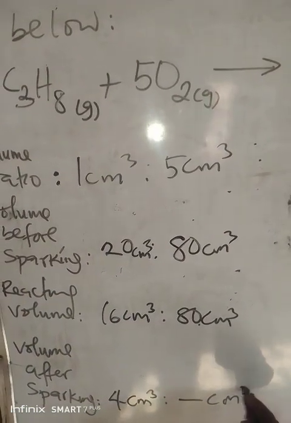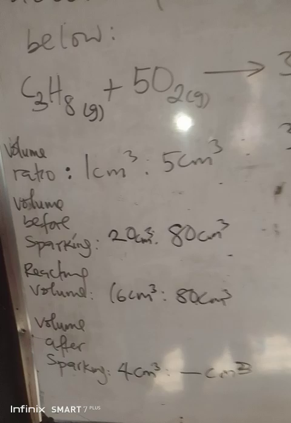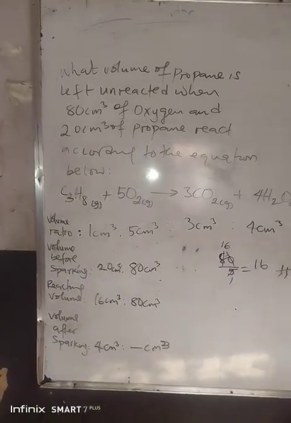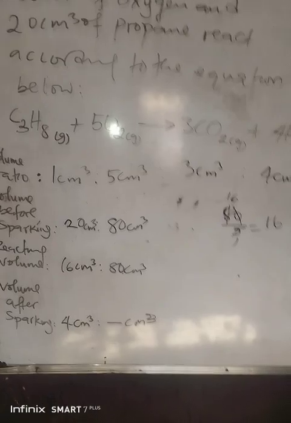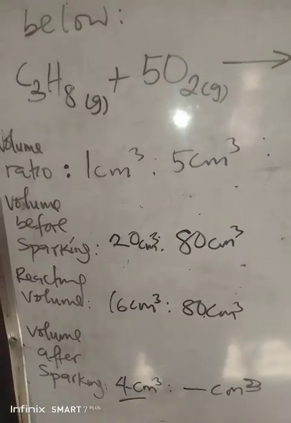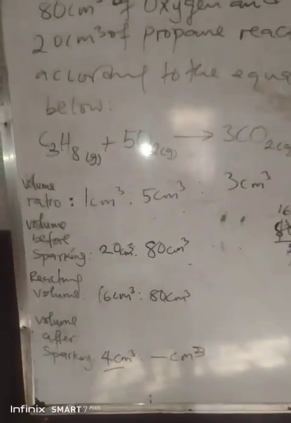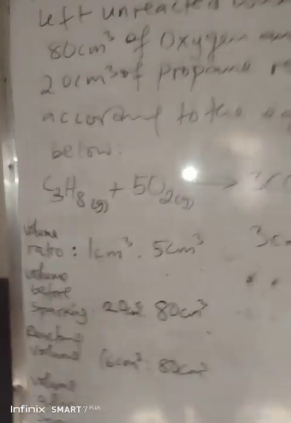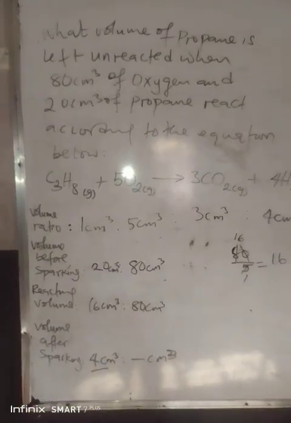They are not asking me anything further. What they are asking is, what volume of propane is left unreacted? That is 4 cm³. This is the answer. The volume of propane left unreacted is 4 cm³. If 16 reacted, 4 is left unreacted. Thank you.